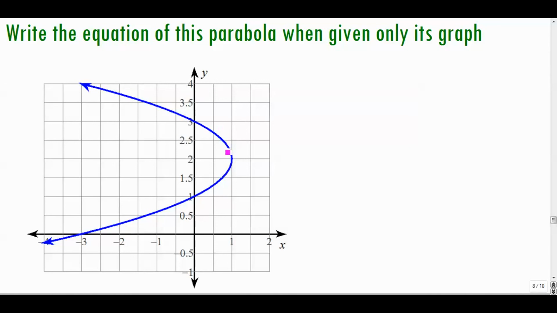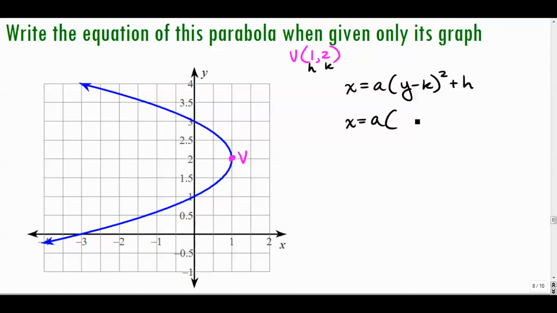So the first thing I'm going to do is identify the vertex. The vertex is right here, and that has coordinates of 1, 2. And this is a sideways parabola, so it's going to be of this format. It's going to be x equals a times the quantity y minus k squared plus h. And this is h and k. So let's just plug this stuff in, see if we can make some sense of this. K is 2, so I'll put that in there, and h is 1.